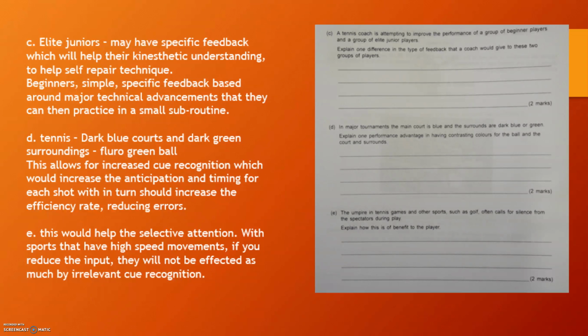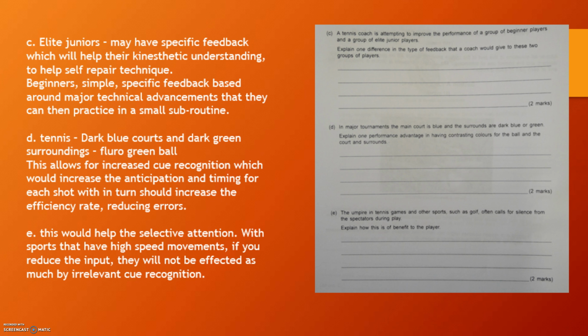Beginners would be given simple, specific feedback based around major technical advancements that they can practice in a small subroutine. So it might be, step with your left and then hit through, and then grab your racket with the other hand. All right. D says in major tournaments the main court is blue and the surrounds are dark blue or green. Explain one benefit of having contrasting colours for the ball, the court and surrounds.